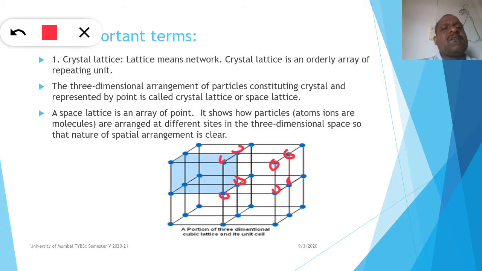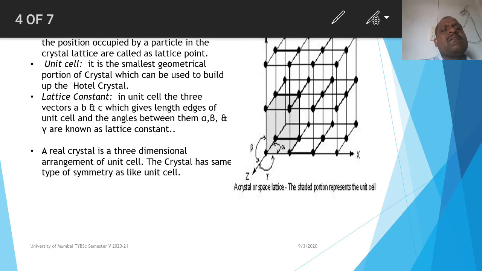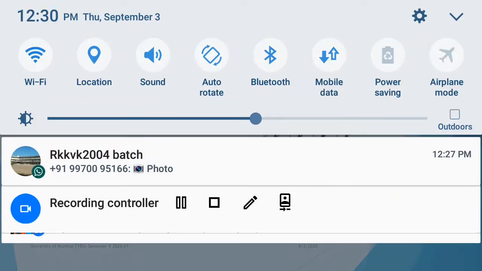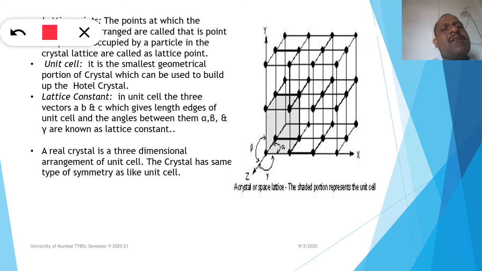Okay, now we will see, as I said, once all these space lattice points are joined together they form a crystal. So here we will see what a lattice point is. The point at which particles are arranged is called a lattice point. You can just see here, the point at which a particle is arranged. For example, here is a particle which is present at that point.